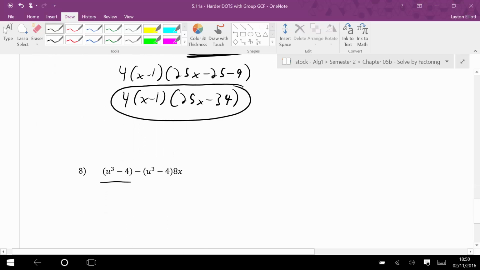Lastly, if I look at this and this, I can take out a u cubed minus 4. And when I take it out of here, this first one, it leaves behind a 1. When I take it out of the second one, it leaves behind an 8x.